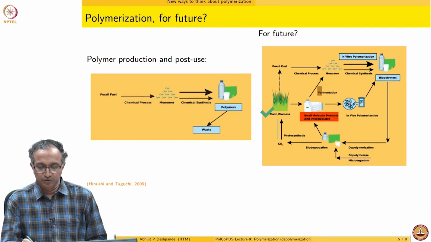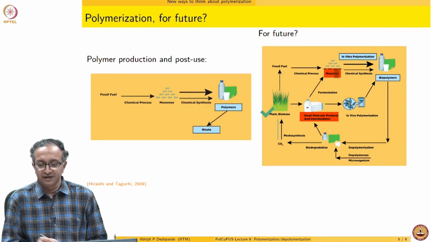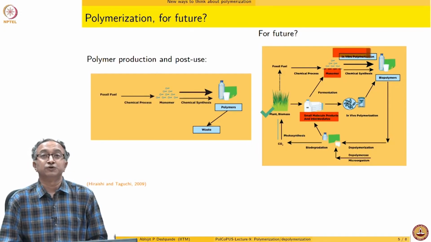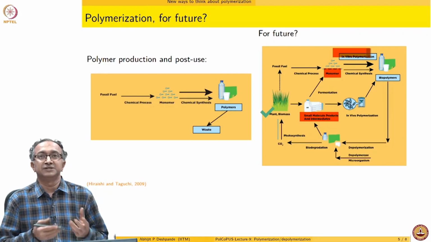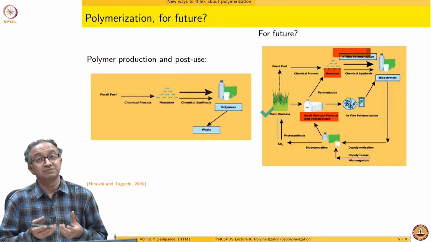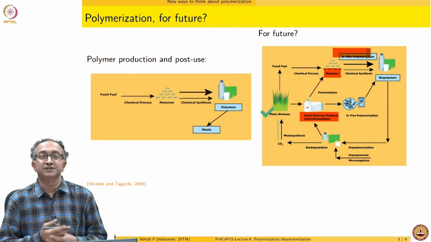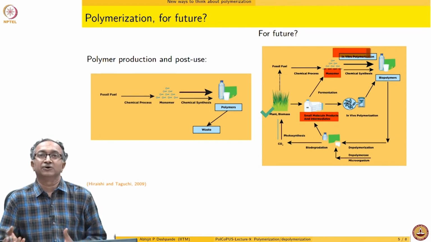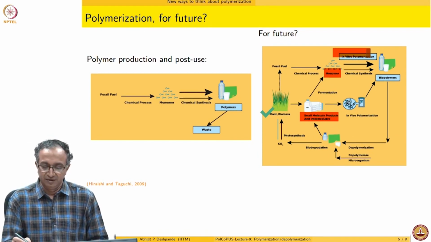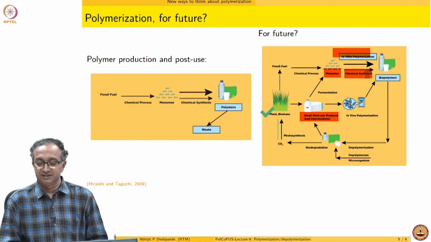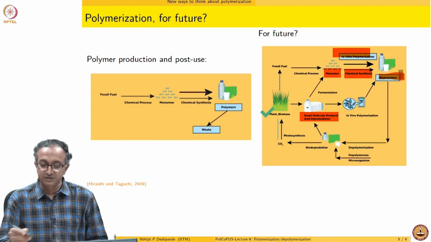We could also use these to make monomers. Then once monomers are there, we could either use in vitro polymerization, which means in a lab with enzymes and other catalyst processes, but not in a bacteria or any other biological resource. And we can use chemical synthesis to get the polymers.